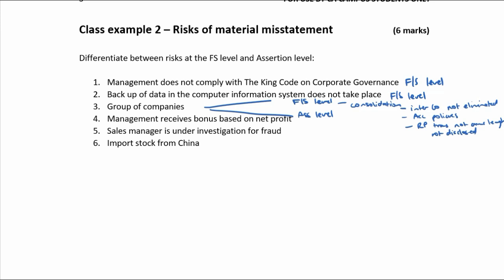Okay, and then your assertion level risk is your goodwill at the holding company. So risk that goodwill is not calculated right. Goodwill has bias in it, so it's likely to be for valuation, assertion valuation.